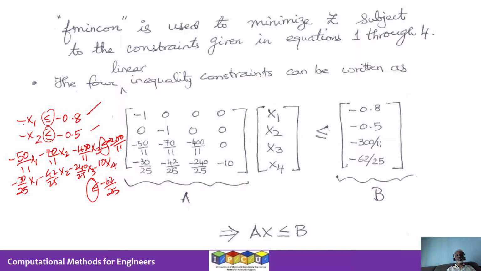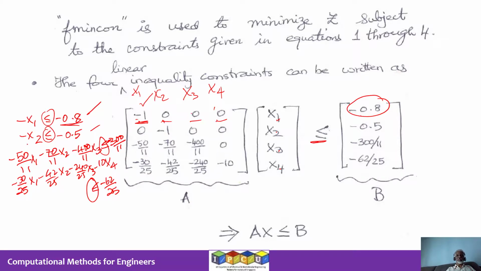If you look at the first equation, it has the coefficient of x1 to be minus 1. So this first column is the x1 column, the second column is the x2 column, the third column is the x3 column, the fourth column is the x4 column. So minus 1 times x1. The first inequality does not have any x2, x3 or x4. And the right hand side is minus 0.8. So if you take the first row, it is minus 1 times x1 plus 0 times x2 plus 0 times x3 plus 0 times x4, less than or equal to minus 0.8.